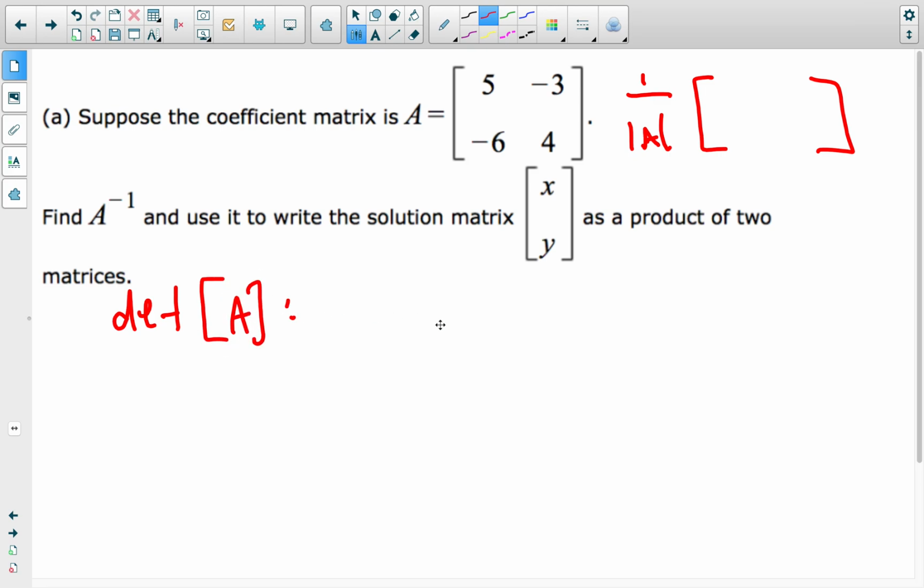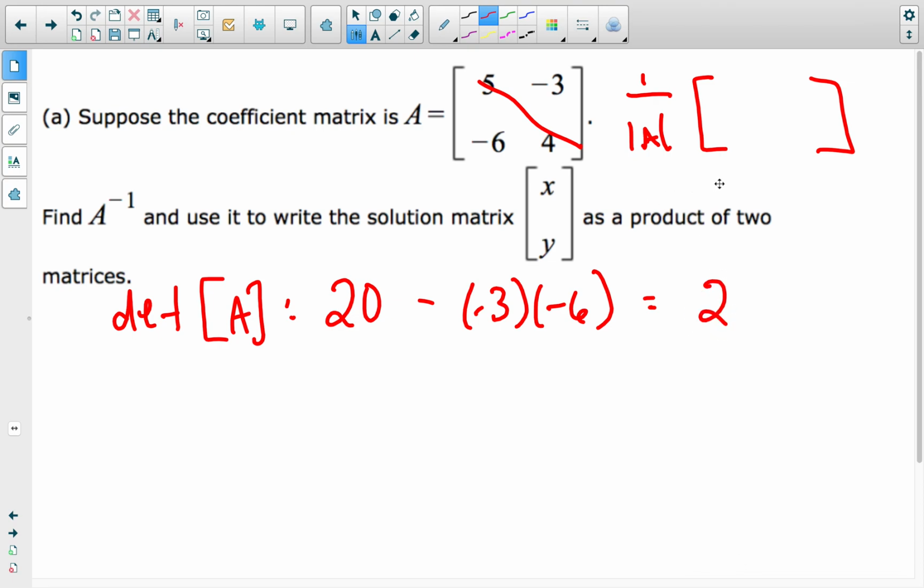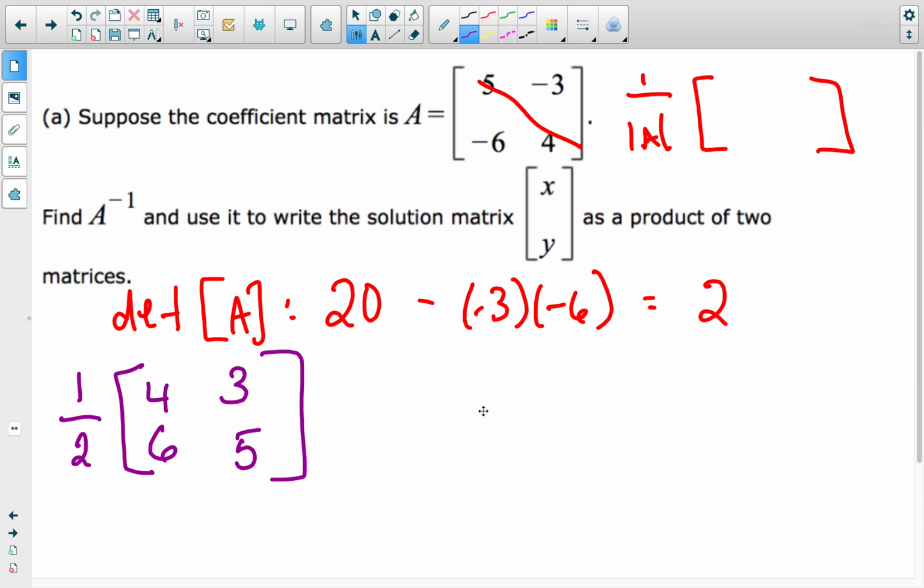Determinant of matrix A, we want to multiply 5 times 4, which is 20, minus -3 times -6. That would give us a determinant of 2. And then using that information to find our matrix, we're going to take 1 over the determinant, so 1/2, open up our matrix, and flip around our main diagonal. So our 4 comes up here, 5 goes down here, and we're just going to change the signs of -6 and -3 so that they become positive.